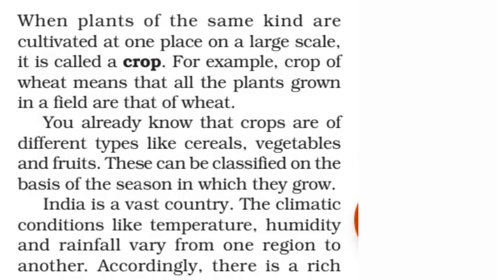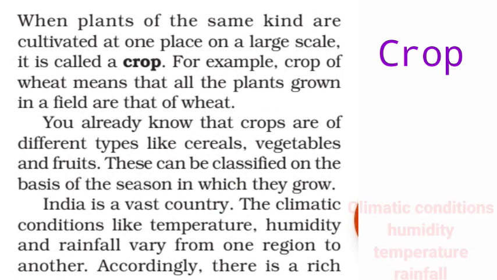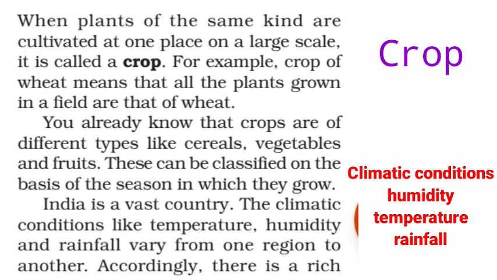Before knowing the agricultural practices, note that crop is a part of agricultural practices. Here is the definition of crop. When plants of the same kind are cultivated at one place on a large scale, it is called a crop. For example, crop of wheat means that all the plants grown in a field are that of wheat. Another example, crop of paddy means that all the plants grown in a field are that of paddy. As such, we can take other crop plants also.